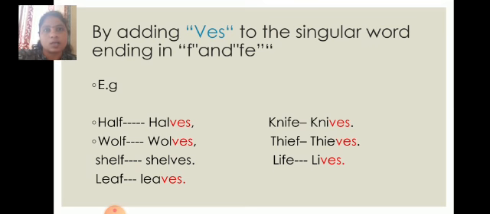Now there are some words which end with f or fe. So to form them into plural, we add ves at the end. For example, half. The word half ends with f. In plural, we remove f and add ves. Wolf. The word wolf also ends with f and we add ves. In plural, we remove f and add ves.